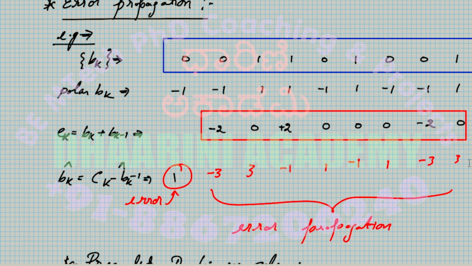Minus 1, so minus 3. Anyway, minus 3 is not in our list, right? So that means it is an error. After that, everything will be in error. That's what is called error propagation. So error propagation is the major drawback of this.